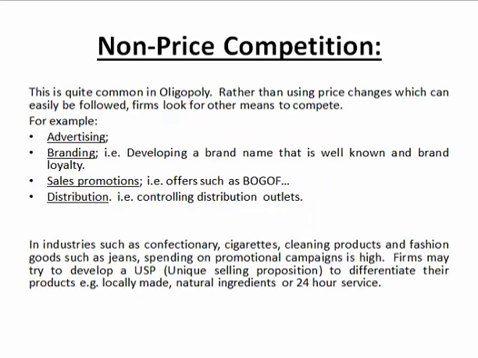Non-price competition. This is quite common in oligopoly. Rather than using price changes, which can easily be followed, firms look for other means to compete, for example advertising, branding, developing well-known brand names and brand loyalty. Sales promotions, which you'll have seen in the UK certainly, offers such as buy one get one free, on the TV and advertised widely in the media. Distribution, controlling distribution outlets. In industries such as confectionery, cigarettes, cleaning products and fashion goods such as jeans, spending on promotional campaigns is high. Firms may try to develop unique selling propositions to differentiate their products, for example locally made, natural ingredients, or 24-hour service.